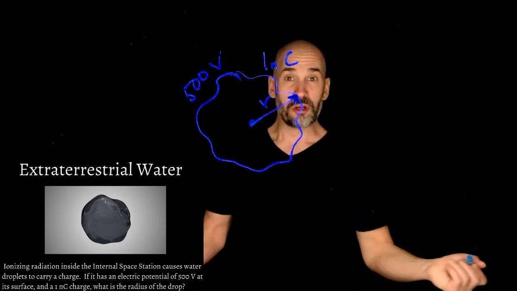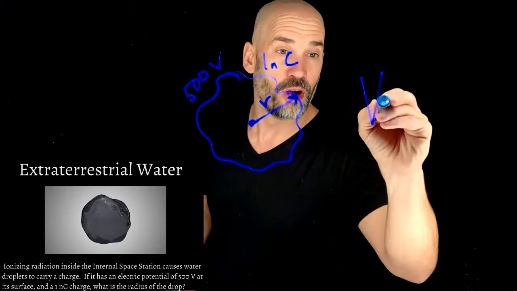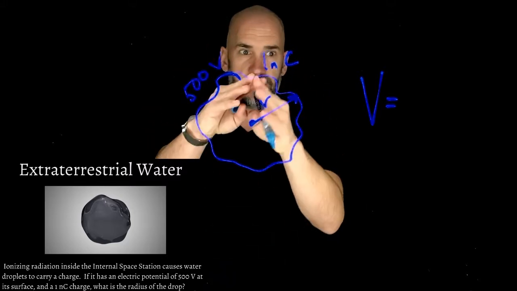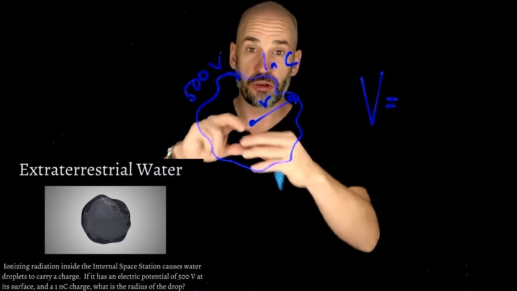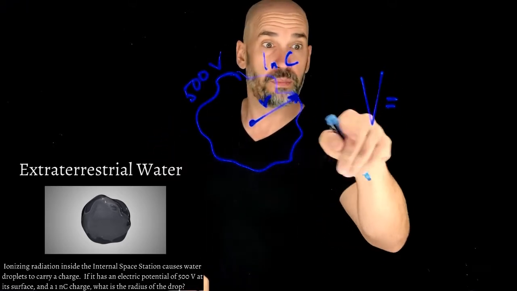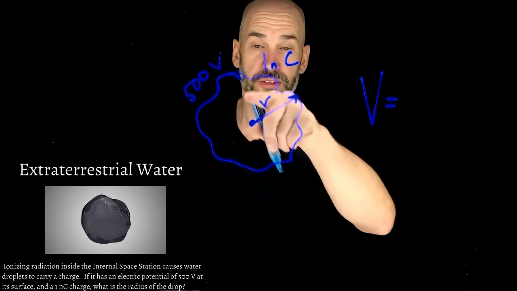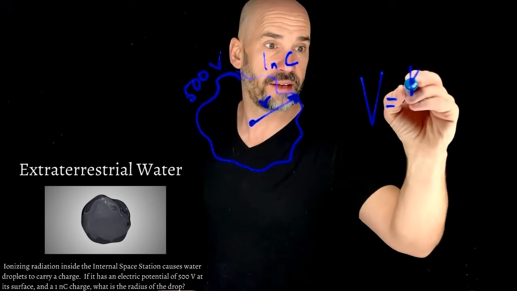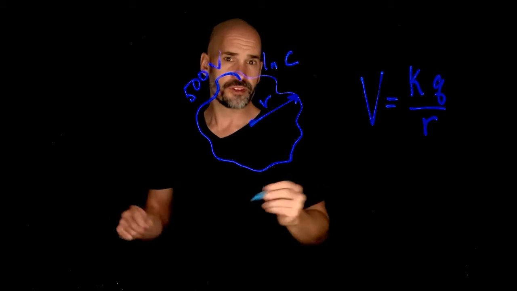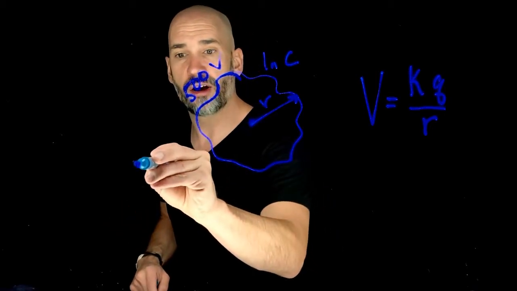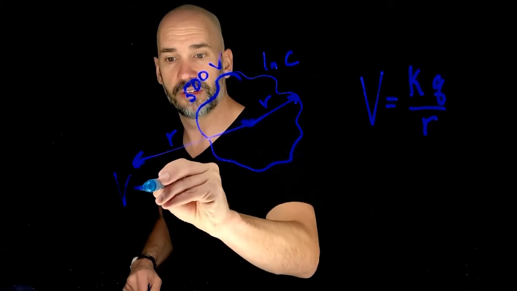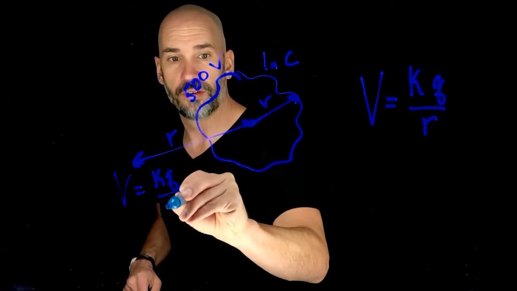Well, we just use the one formula that we have. We know that the potential due to anything that has spherical symmetry, like a point charge, and you can expand that out to something that's spherical like a water droplet, the potential due to the charge on that water droplet is going to be KQ over R. Simple as that. So at any distance r away from the center of this water droplet, you're going to get a voltage of KQ over R.